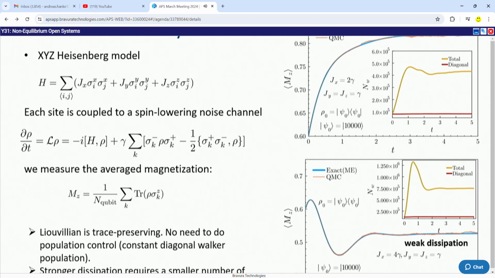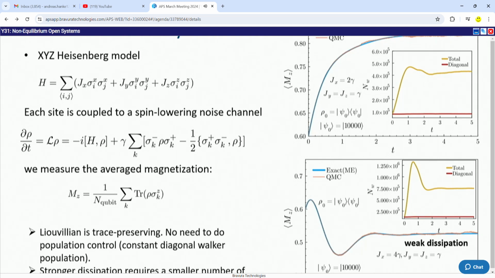So first, on the upper panel, we try the strong dissipation rate. Here, all of the interactions are comparable to the dissipation. So in this case, the dissipation rate is comparable to all of the interaction strengths. And we do a 5-qubit case. This is our initial state. We prepare it in a pure state and let it evolve.